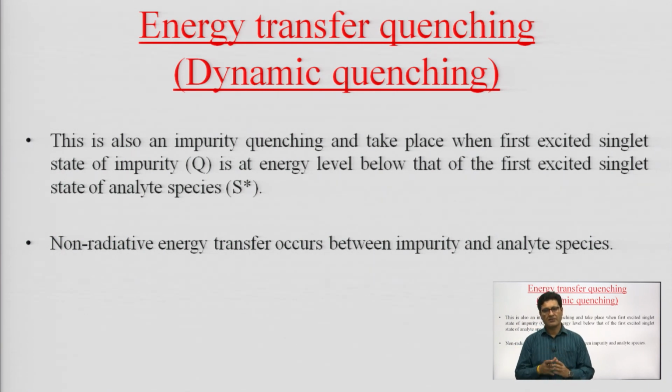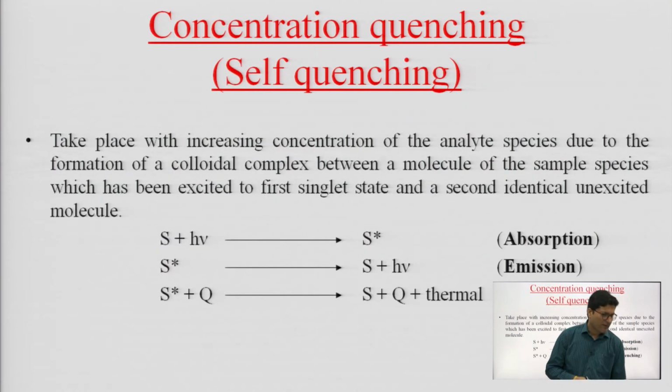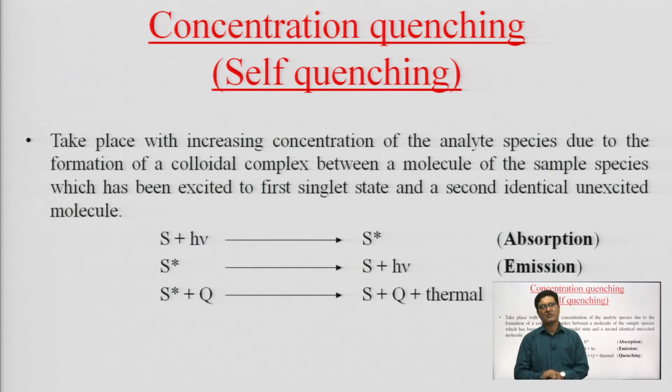So, by this process non-radiative energy transfer occurs between the analyte and the impurities. And finally, the third one is concentration quenching. Concentration quenching is also called self quenching. This generally takes place with increasing concentration of the analyte. So, here we are not discussing the interaction of impurities. The analyte itself causes the decrease in intensity, and that is why it is called self quenching.